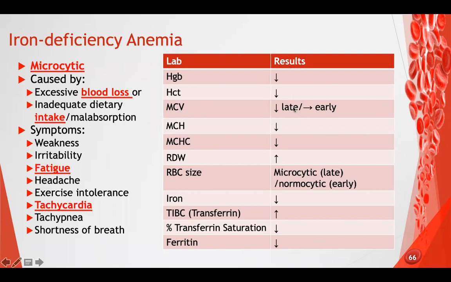But what happens is iron deficiency has several stages. So in the early stages, the iron stores can be depleted without anemia, but further iron depletion causes anemia, and the cells are initially normocytic. But as the iron continues to decrease, the red blood cell size continues to decrease. So in the early stages of iron deficiency anemia, the red blood cells are going to be normocytic. But as the iron deficiency continues, it will become microcytic. Iron deficiency anemia is a microcytic anemia.